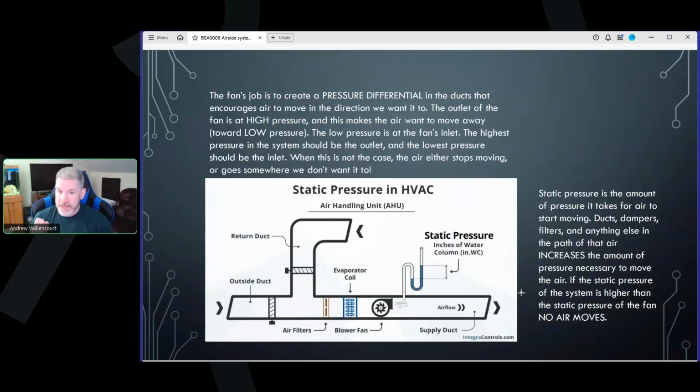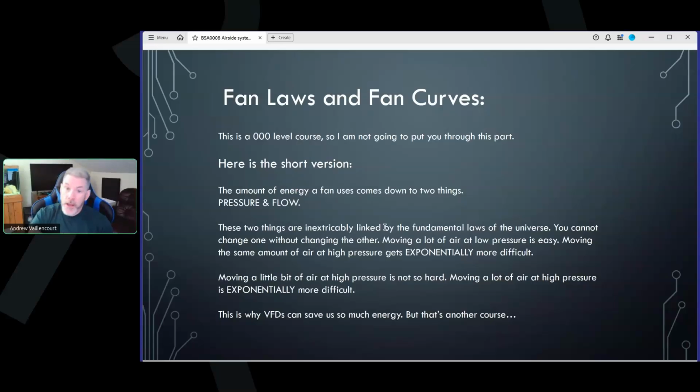If you need 6 inches of pressure for the air to move, that doesn't mean 6.1 inches is the right amount of pressure for your fan to produce, because very little air will move. Okay, we get into VFDs, that gets very, very important. Fan laws and fan curves, we're going to talk about those affinity laws. I'm not going to put you through it. This is a 0-0 level course.